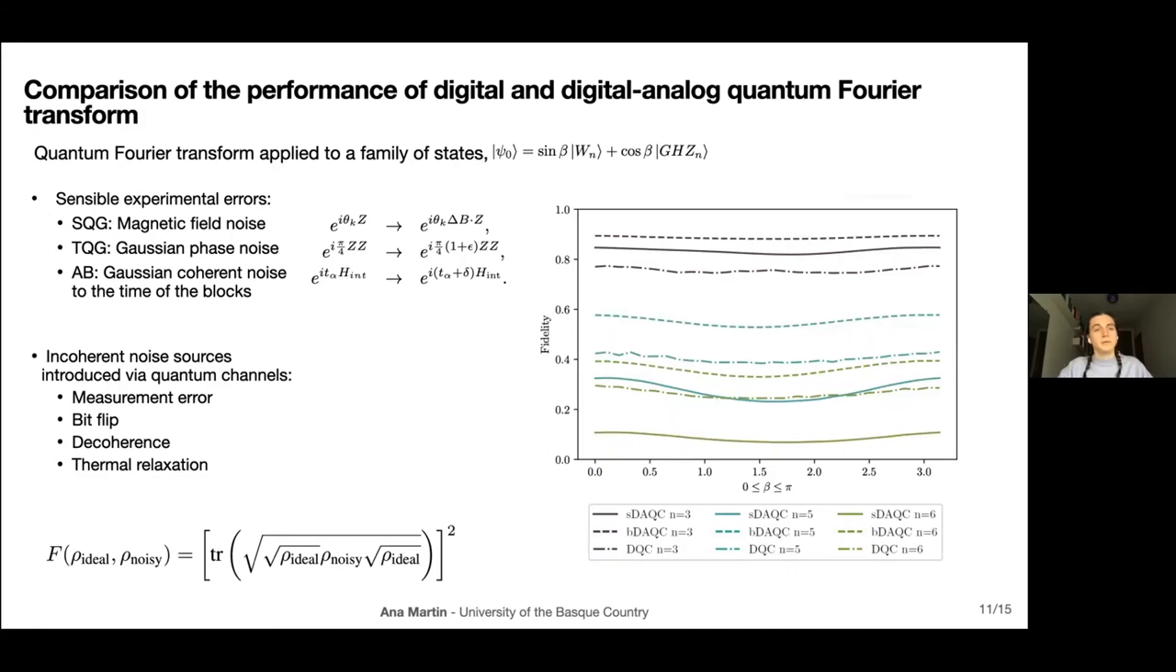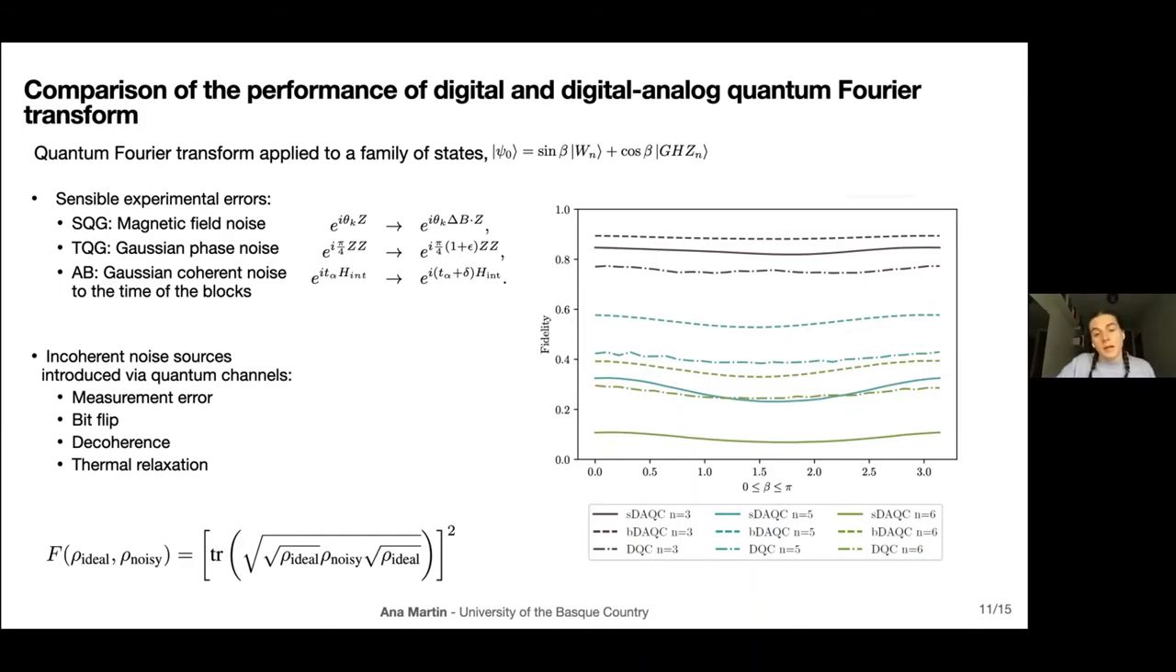We have applied this quantum Fourier transform to this family of states that I have shown you at the top of this slide. The figure of merit that we have used for the comparison is the fidelity, where rho ideal is the state after the application of the quantum Fourier transform with no noise taken into account, and rho noisy is the resulting state whenever the noise model is implemented, both in the digital and digital-analog implementation. The values of the parameters that we have used to simulate the different noise sources are chosen to model realistic NISQ superconducting devices. But these values can be changed as they change in the experimental implementation of NISQ devices.